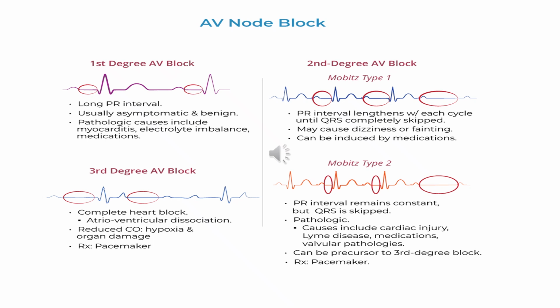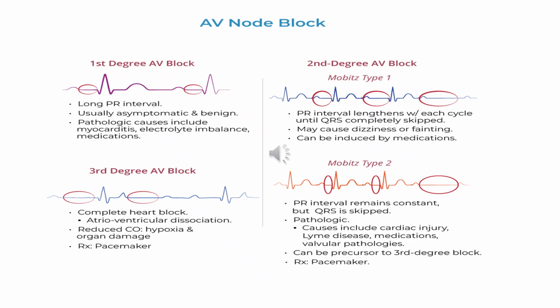Now, our second degree type 2 or our Mobitz, that's where we have the PR intervals normal, normal, normal, and then suddenly we just drop a QRS. This is always pathological, and it's going to be caused by things such as cardiac injury, Lyme disease, medications, valvular pathologies, and whatnot. And for this, patients are often going to be symptomatic. The reason that we need to watch this is because this can be a precursor to a third degree heart block, which is a medical emergency.